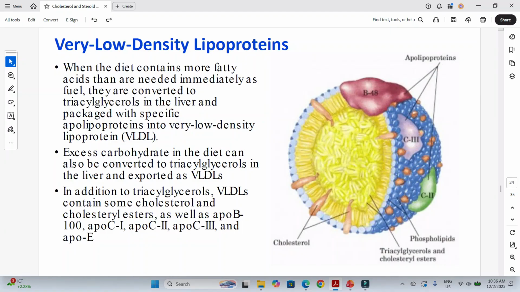Because when you eat a lot of carbohydrates, like a lot of cakes, a lot of rice, you end up with a lot of acetyl-CoA. And acetyl-CoA, in our previous discussion, is the precursor for the synthesis of fatty acids. So essentially, excess carbohydrates are transformed into fats, right? Okay, so excess carbohydrate in the diet can also be converted to triacylglycerols in the liver and exported as VLDLs.